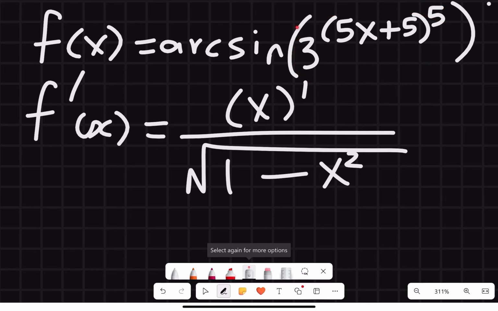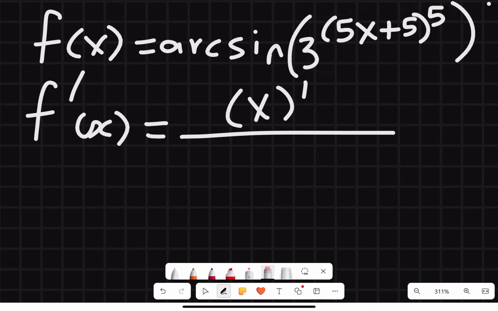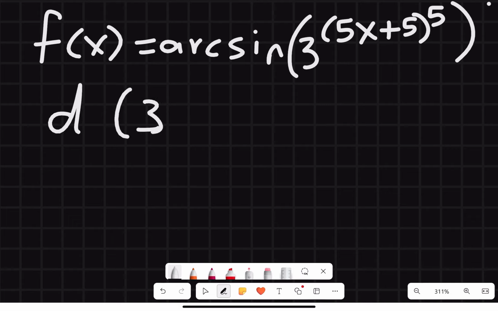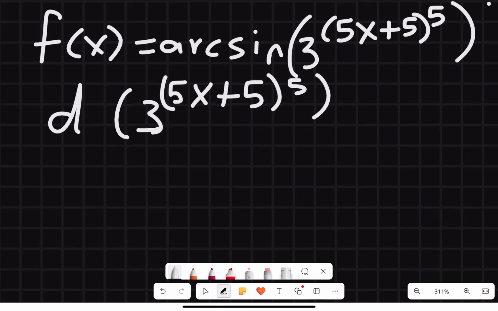Sharp. So which means, ladies and gentlemen, you are going to firstly derive this and also square it, and then just substitute into the formula, right? Perfect. So I'm going to remove the formula now. We can start. So we're going to do the derivative of the inside, which is d, and then you have 3 to the power of (5x plus 5) all to the power of 5, all over dx.